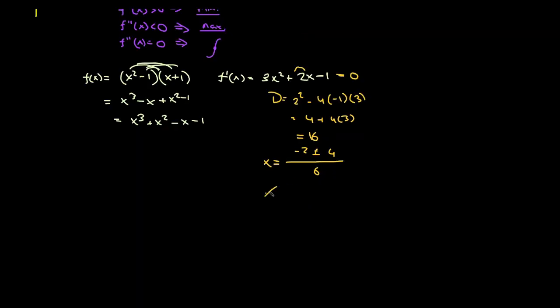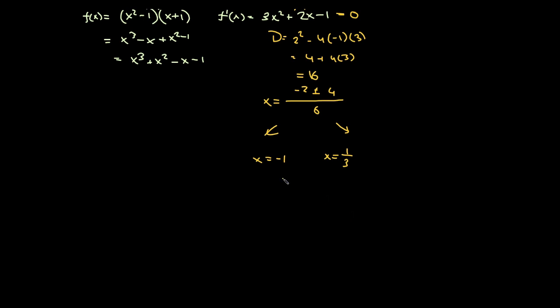I'll quickly move down a little bit. Split those up. Negative 2 minus 4, that's going to give us negative 6, divided by 6 is just negative 1. And then the other one, negative 2 plus 4, that's just 2, so that's going to give us 1/3.